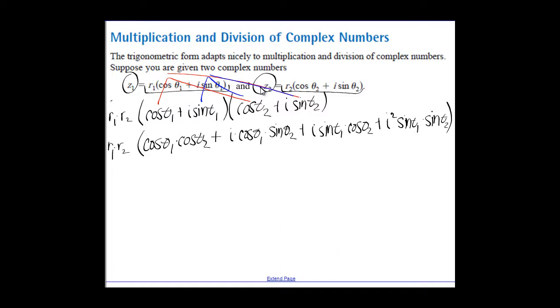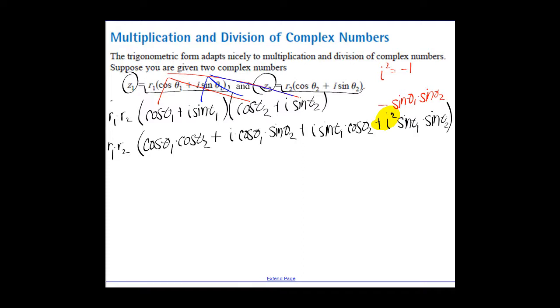All right, so I need to clean this up. Now looking at each term, I see they're either all real or all imaginary. Looking at this last term, I see that i squared is really the same thing as negative 1. So if I simplify this portion here, this last term is really minus sine theta sub 1 times sine theta sub 2. So I'm going to pull all of my real pieces together and all of my imaginary pieces together.